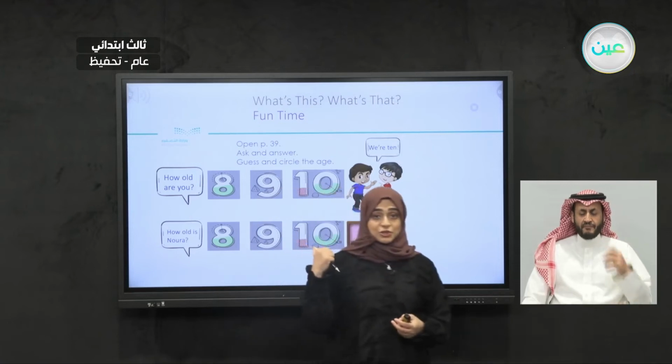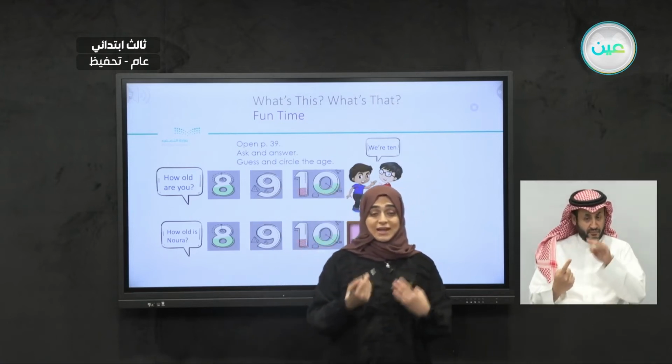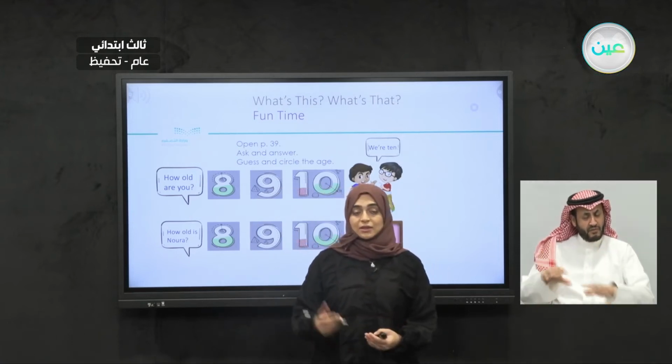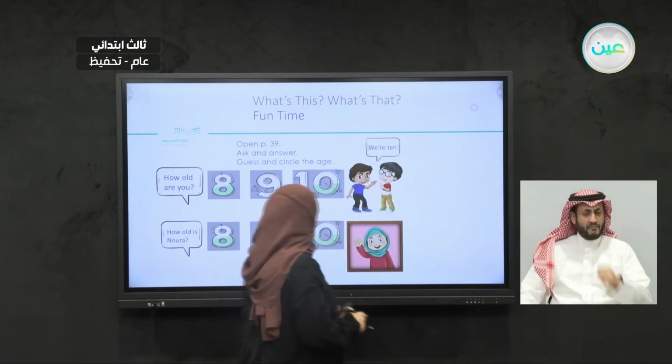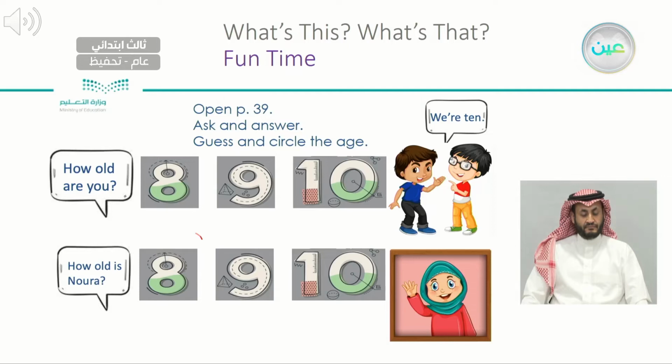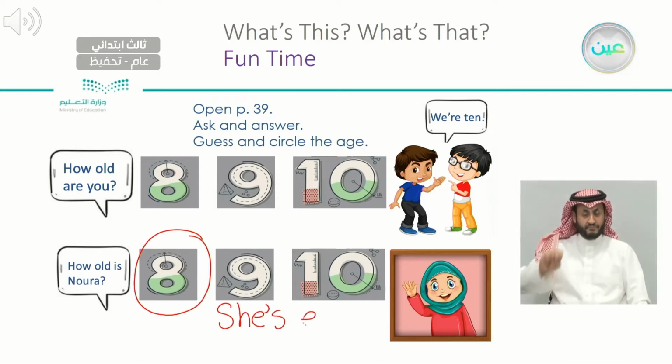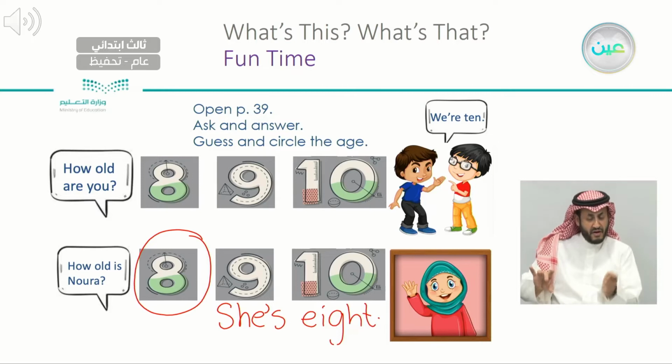Okay, so the first one, they answered. They said, we're 10. What about Nora? She is, give or take, she's 8. We use the pronoun she. She's 8. Full stop.